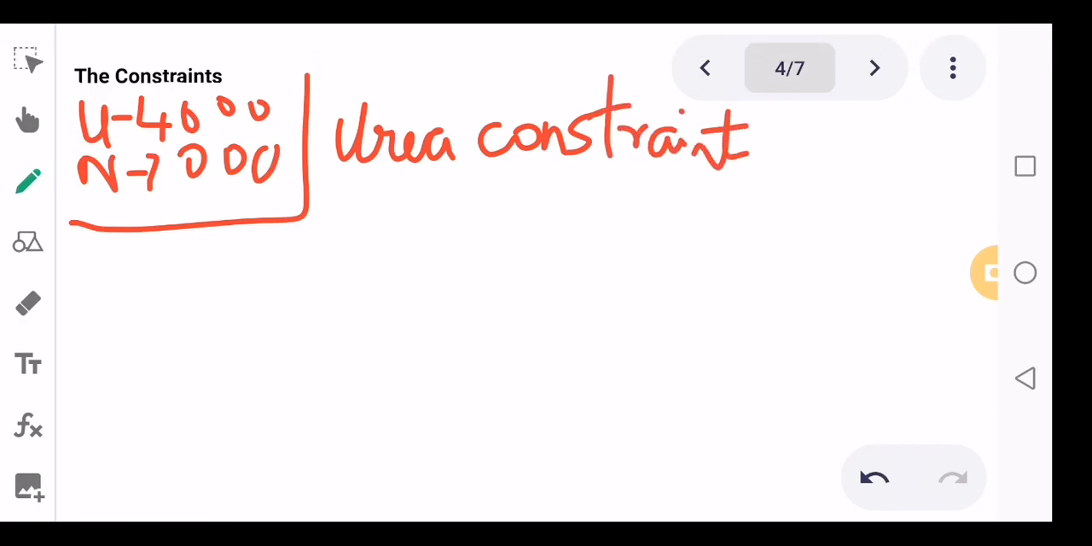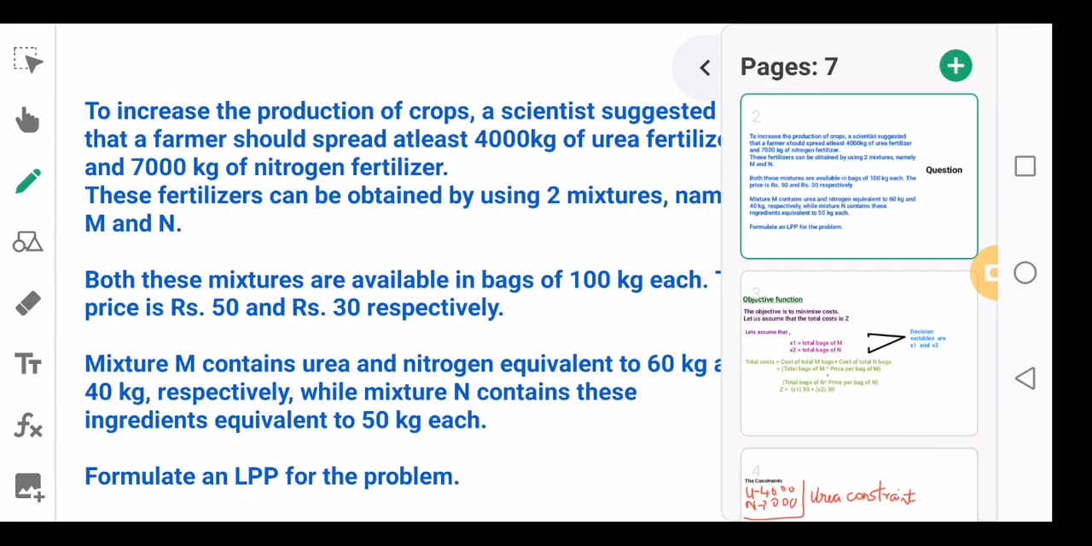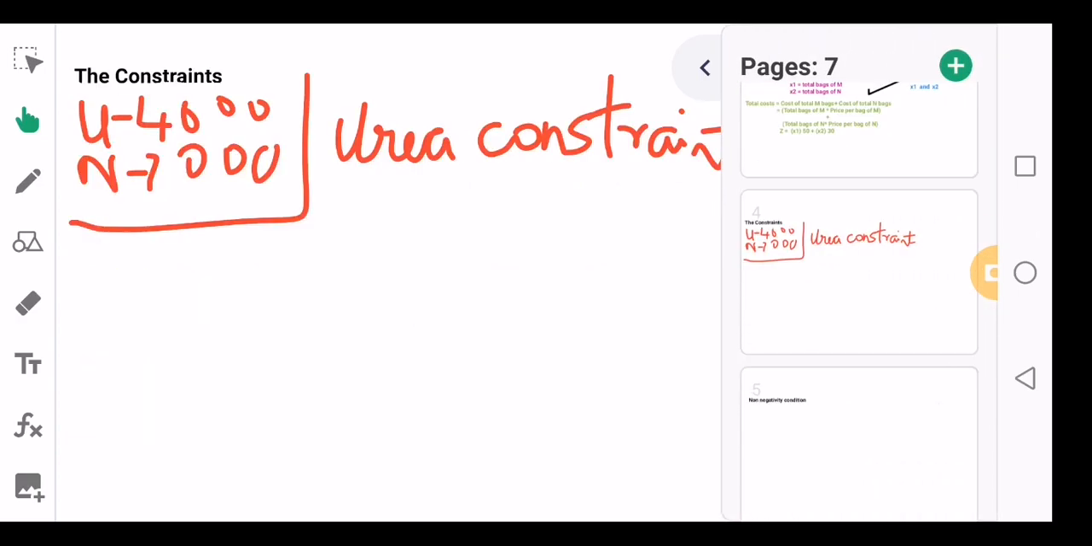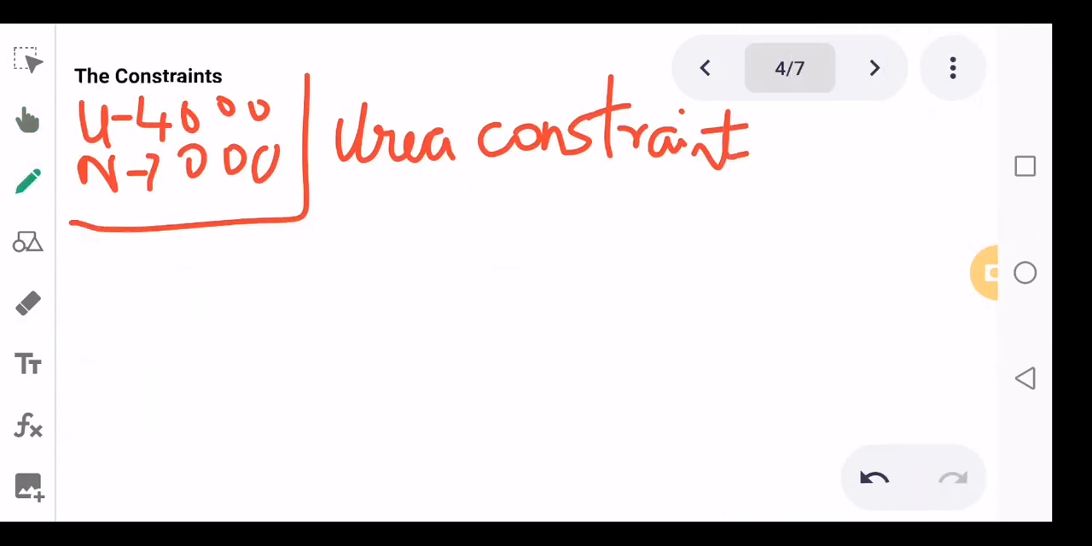Okay, first is the urea constraint. Here we know that in N, 50 kg urea will be there, and in M, 60 kg urea will be there. That's what is given in the question. So now I have to put it down as an equation.